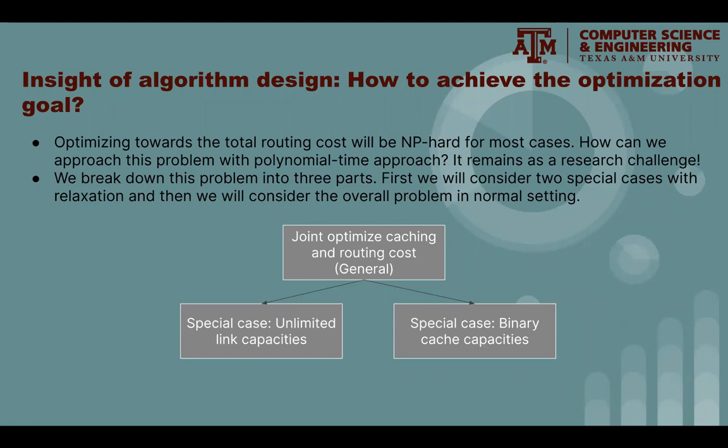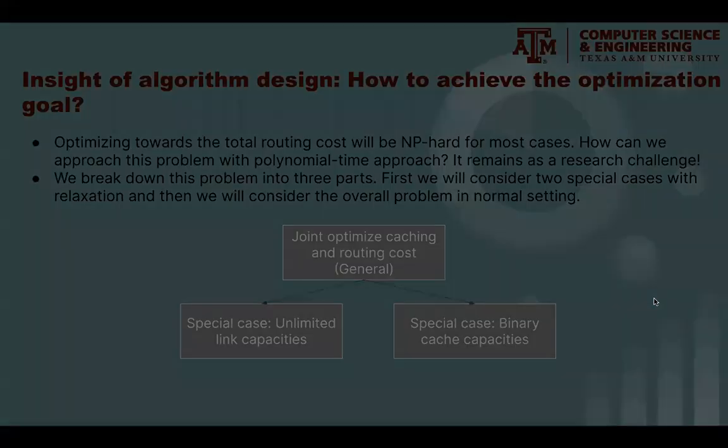So we need to break down this hard problem into 3 parts. First, we will consider 2 special cases or extreme cases with relaxation on the link capacities and the cache capacities. And then after we have proposed some solutions for these special cases, we will consider the overall problem in the normal or general settings. Next.